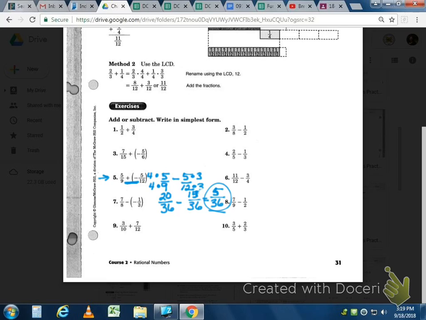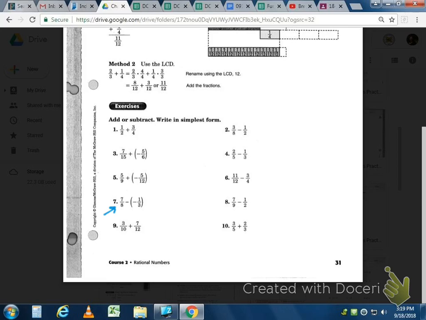All right, now remember, whatever you multiply that denominator by, you must also multiply the numerator. So 9 times 4, then 5 times 4. That gets you 20. All right, we're going to move on to number 7.